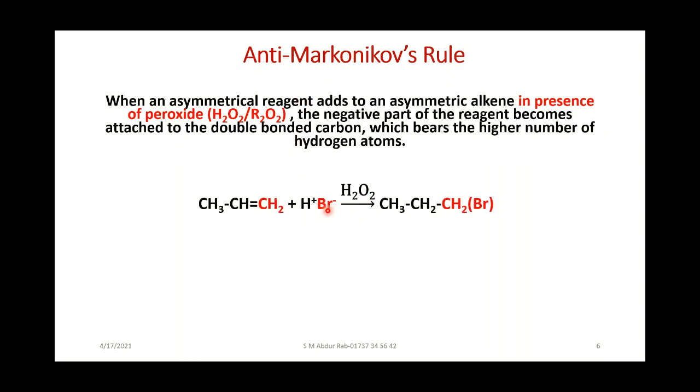For example, here the negative part, that is bromine, is attached to the red colored double bonded carbon atom which has the higher number of hydrogen atoms. So in this case, the product will be bromopropane or propyl bromide, not 2-bromopropane. If this reaction occurs in the absence of H2O2, the product will be 2-bromopropane. That is Markovnikov's rule. But in the presence of H2O2, the negative part becomes attached to the double bonded carbon which has the higher number of hydrogen atoms. That's why the main product will be bromopropane or propyl bromide.